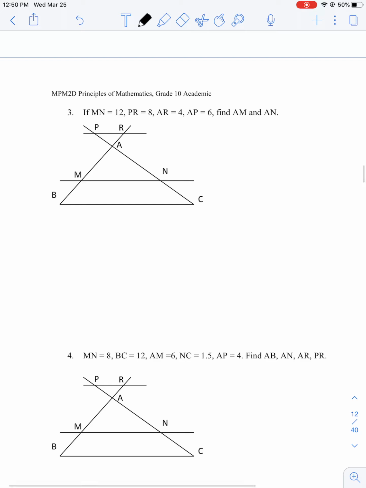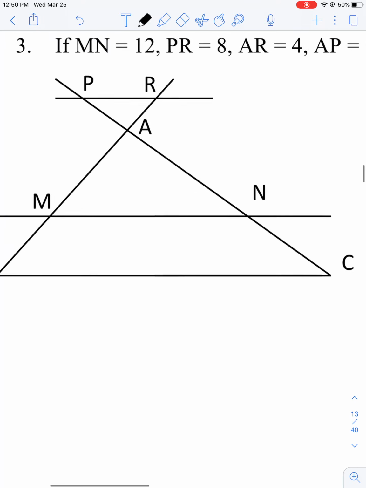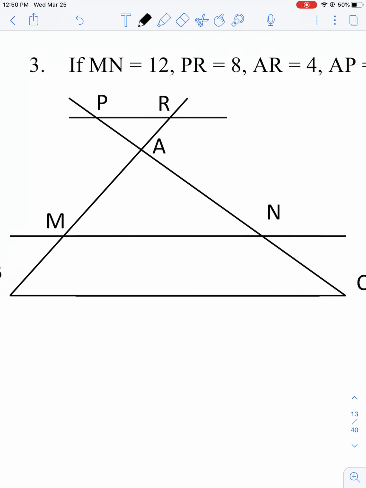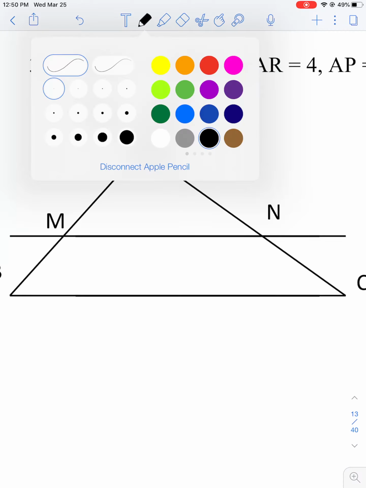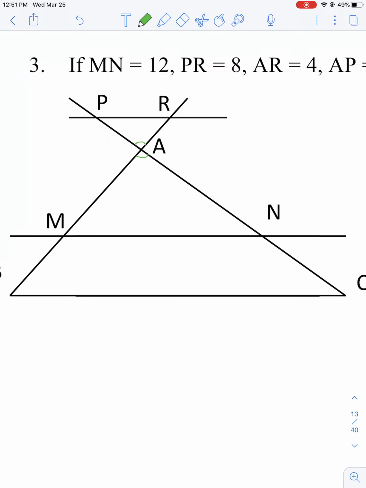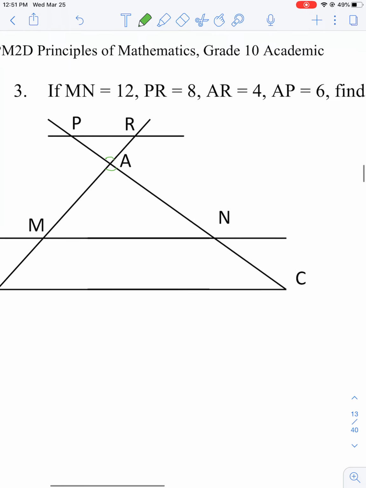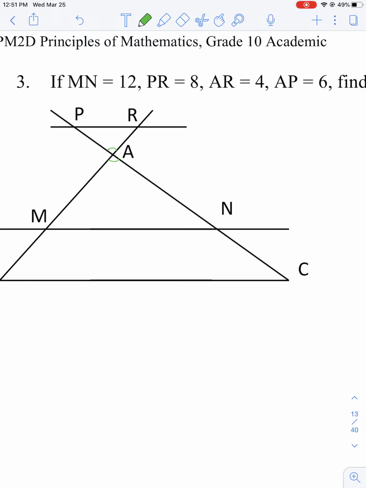Okay, question number 3. We're going to get a little more challenging here. We're going to start to use that top triangle, triangle ARP. So if we take a look at what they gave us, or I guess we could show that they're similar right off the get-go. So we know that angle A and A, those are similar to each other because they are opposite angles. Then if we take a look at our Z pattern, we know that the interior angles in a Z pattern are equal to each other. So that means that this angle right here and this angle right here must be equal to each other.